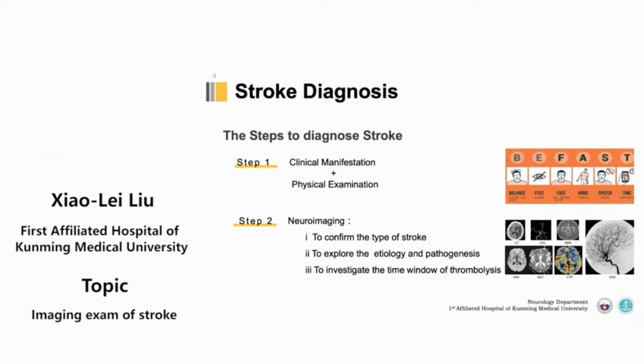When a person is suspected of stroke, there are two steps to diagnosis. Step 1, the detailed history should be taken and the physical examination, especially the neurological system exam, should be done to find the specific deficits. And most importantly, step 2 is about the neuroimaging. It's very important to confirm the type of stroke, to explore the etiology and pathogenesis, and to investigate the time window for thrombolysis.